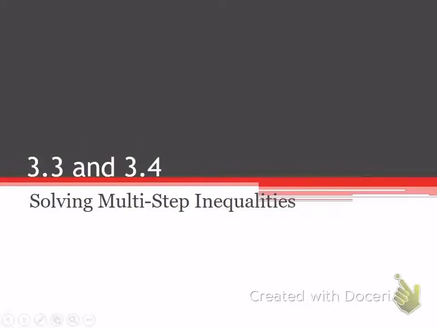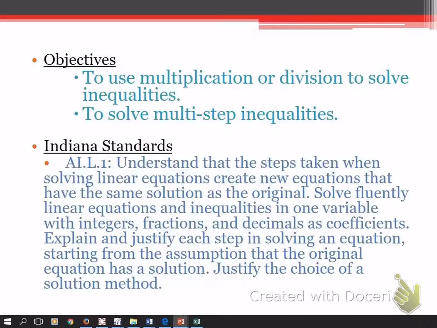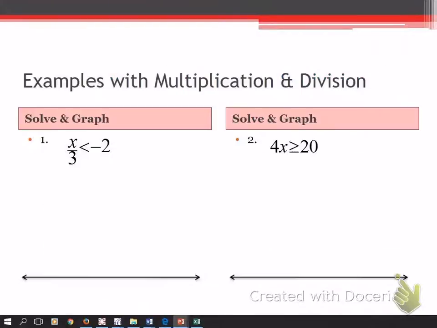All right, so we're going to continue talking about solving inequalities. We're just going to add some steps to it and talk about one little trick that we have to be careful of when we're multiplying and dividing to help isolate the variable. So we're going to be talking about using multiplication and division to solve an inequality, and we're going to add a bunch of steps.